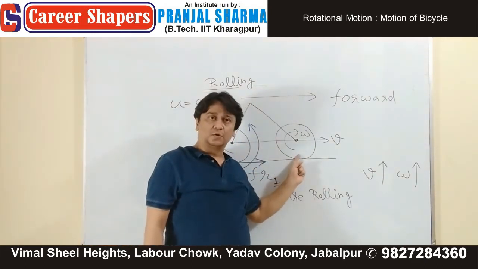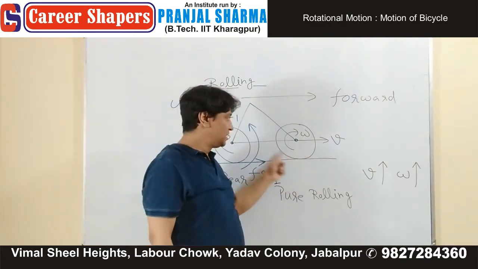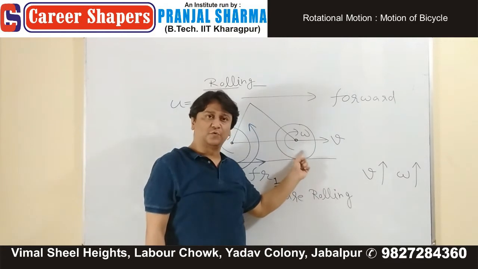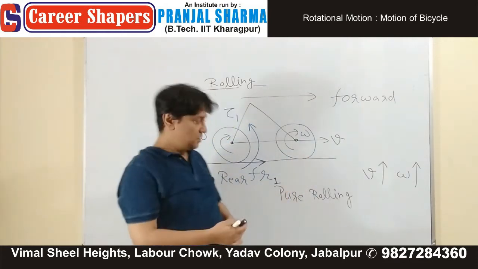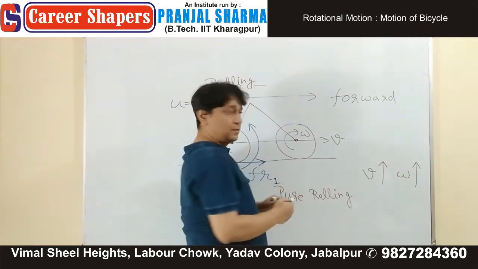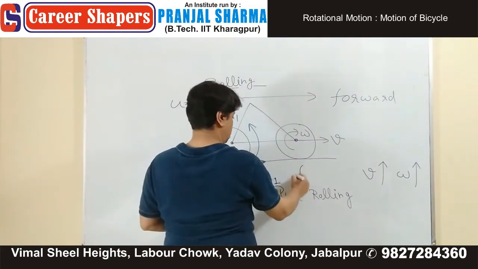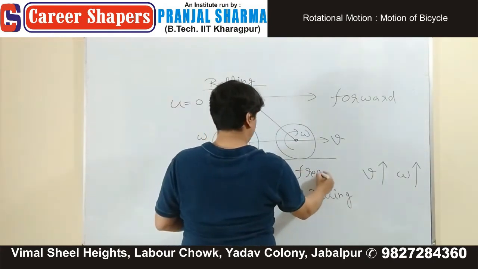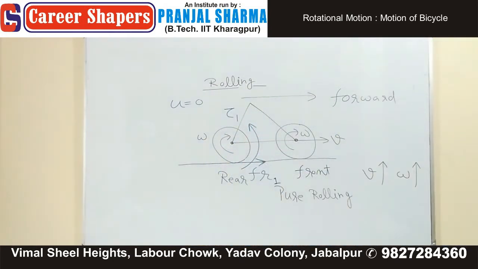What is that which is going to increase the angular velocity of the front wheel? This front wheel, what is the mechanism which is going to increase its omega of the front wheel? What do you think? Can you answer this part?